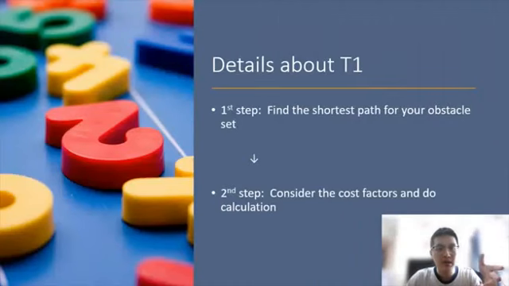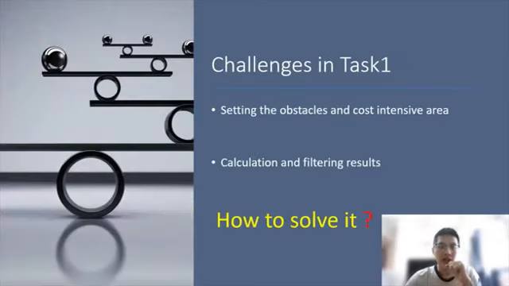As mentioned above, we need to complete 2 steps for Task 1. Here are some more details. Firstly, we need to modify the sample code so the obstacle and cost-intensive areas can be set, and hence successfully plot the path. Secondly, we should code the automatic cost calculation part for each criterion, then show the result at the end. The challenges we face are these 2.